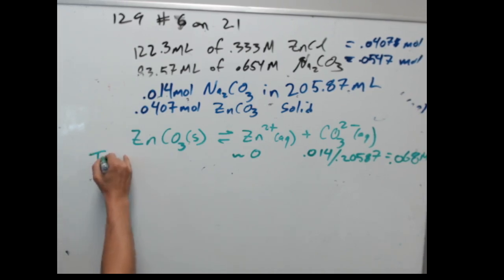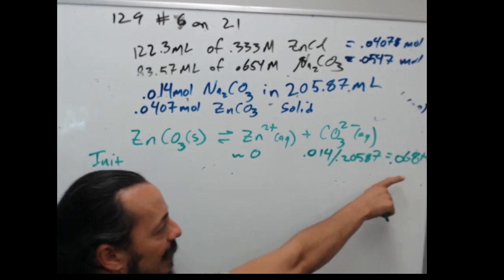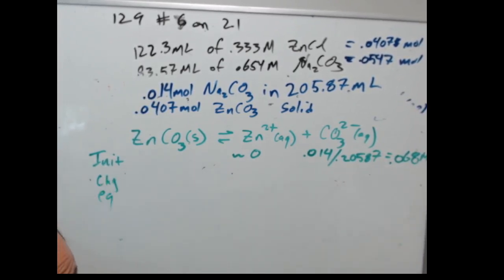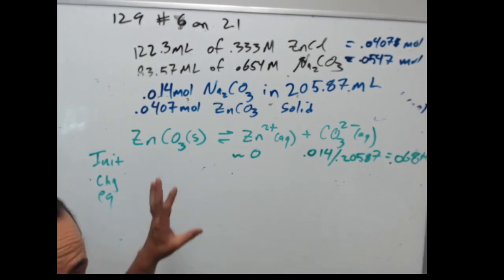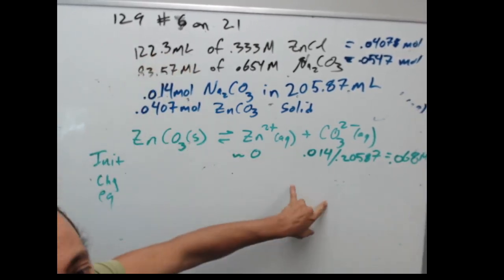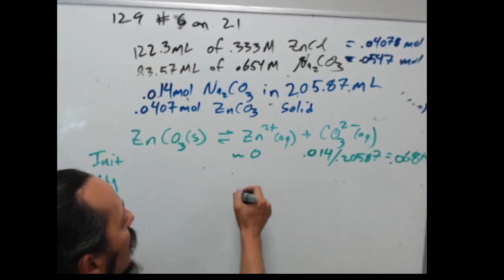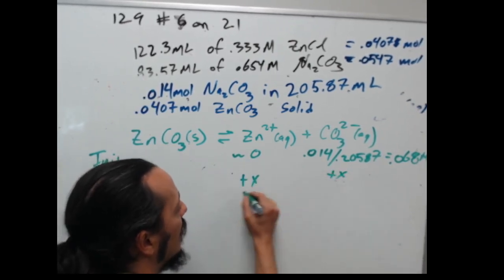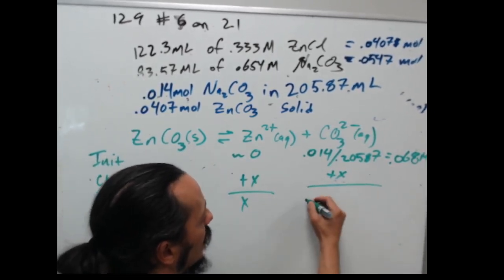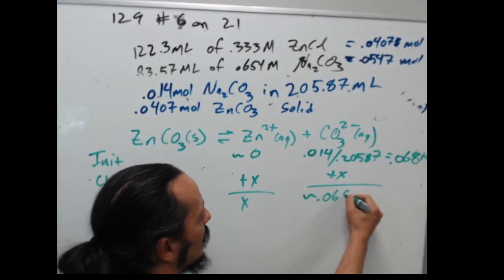And then this time I'm doing initial change equilibrium. So I've got units of molarity, not units of moles. And that's the main thing we have to be careful about, is that switch from moles to molarity when we're doing equilibrium. We got plus x, we got x, we've got approximately 0.068.